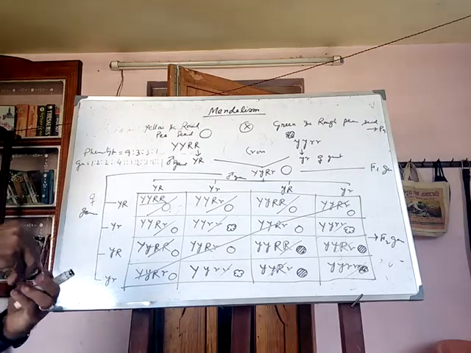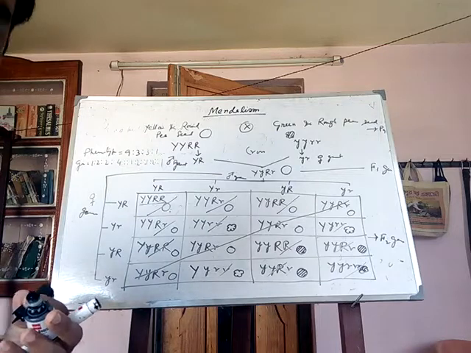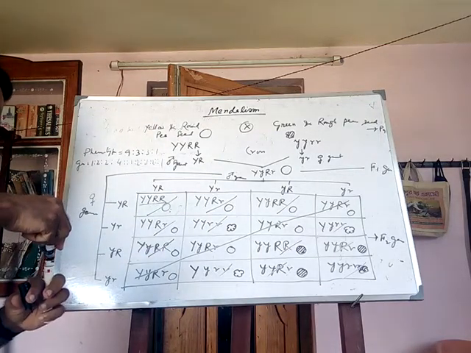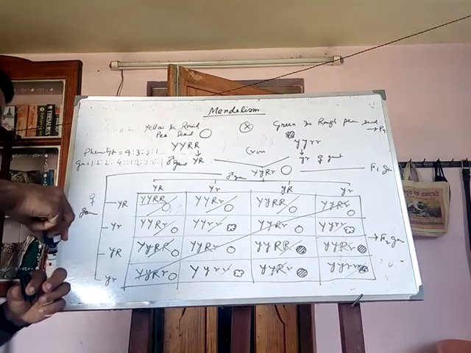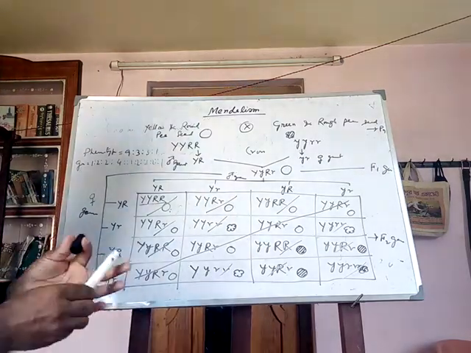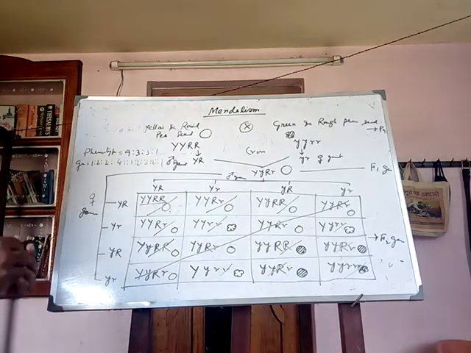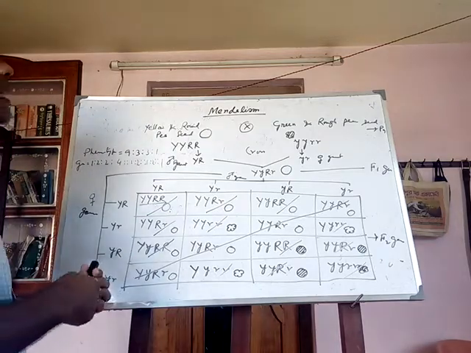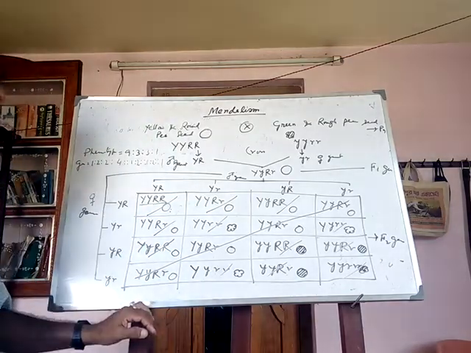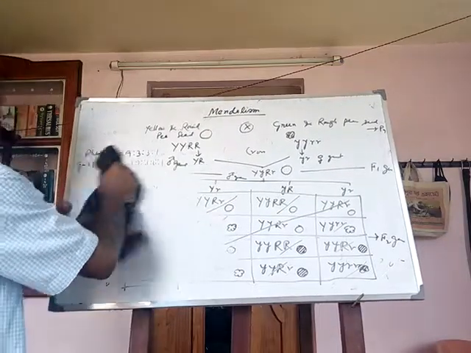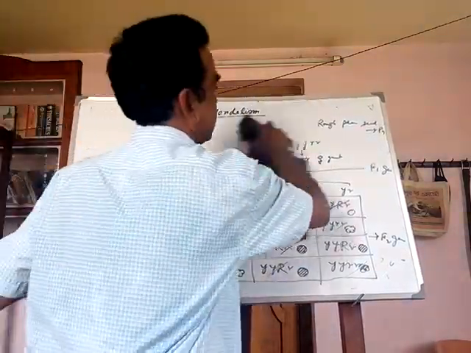Now after this crossing, Mendel exposed the second law, that is the law of independent assortment. What is independent assortment? Independent assortment is a law coined by Mendel after the experiment of dihybrid crossing. This is the total experiment of Mendel and Mendelism.